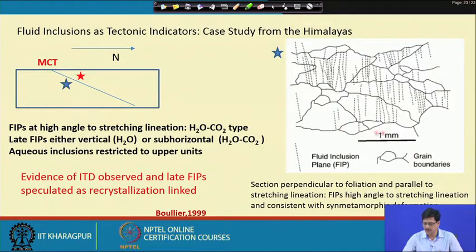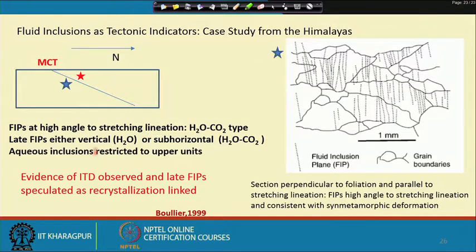So, what was shown here was that these dotted lines represent the fluid inclusion planes, and they were mostly emanating from the grain boundaries, and this particular section is perpendicular to the foliation and parallel to the stretching lineation. The FIP is at a high angle to the stretching lineation and consistent with the syn-metamorphic deformation.